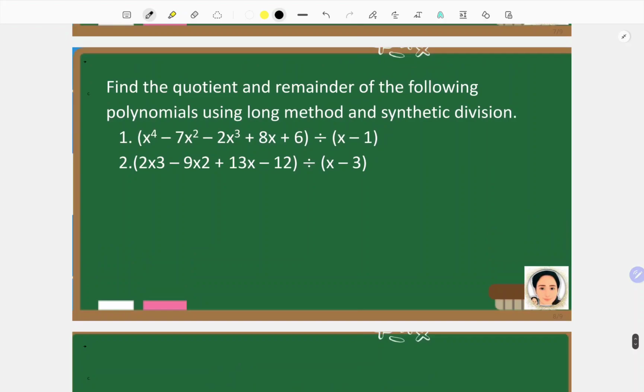Okay, try this example. Use the long method and the synthetic division.